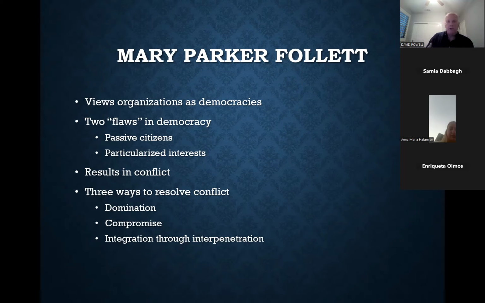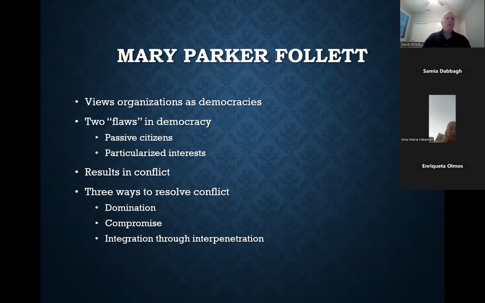The second way is through compromise. So we compromise, we come through negotiation, we come up with a negotiated compromise. I give up something, you give up something. We are both never happy. And we're never happy because we both gave something up to come to this negotiated compromise. It's better than domination, but it is still not the most appropriate way in a democratic organization.